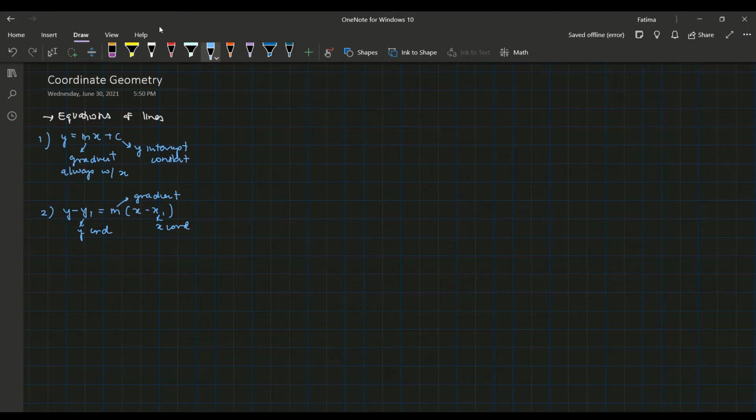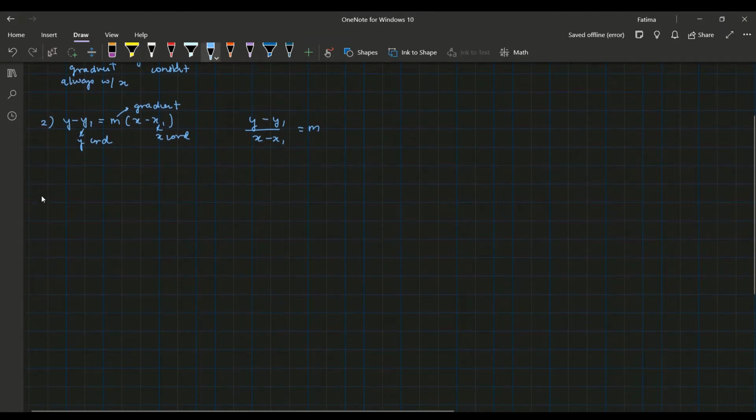When you rearrange this formula, you'll see that it's actually the formula for gradient, which is y minus y1 upon x minus x1 is equal to m. Now the next form you should be aware of is ax plus by plus c is equal to 0. This is essentially when y is not the subject of the formula.